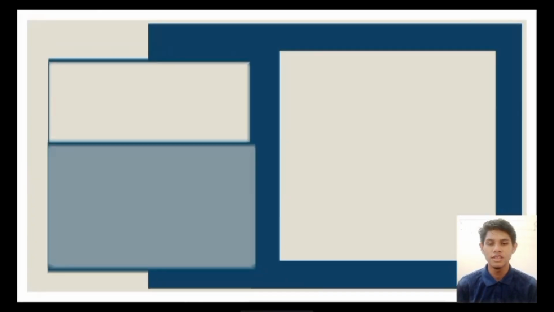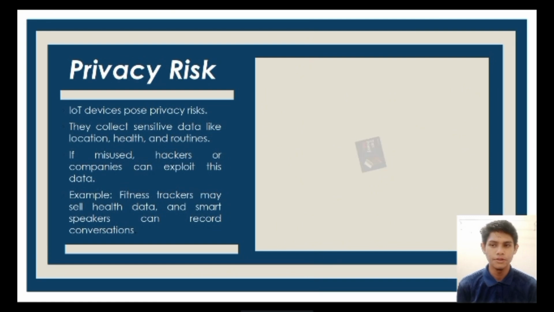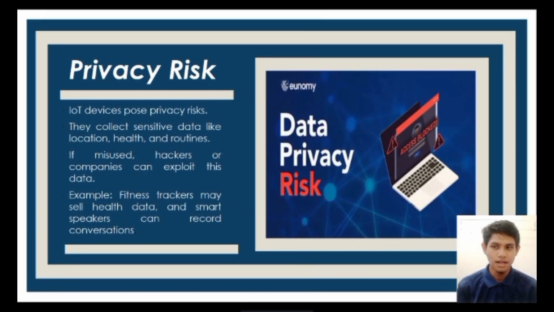We go to the disadvantages of IoT. IoT devices can also pose privacy risk. They collect sensitive data like location, health, and routines. If misused, hackers or companies can exploit this data. For example, fitness trackers may sell health data, and smart speakers can also record conversations.